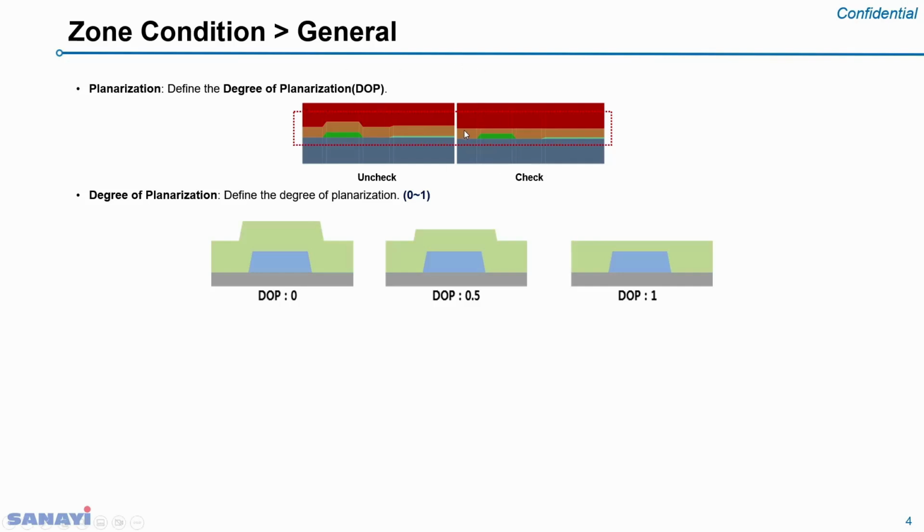So this figure shows whether the planarization option is used or not. As an example, when the degree of planarization is close to 1, the structure will be perfectly planarized. On the other hand, when the value is 0, the result is the same as not using this function. The conformal structure is generated.